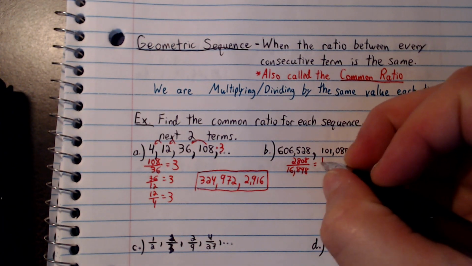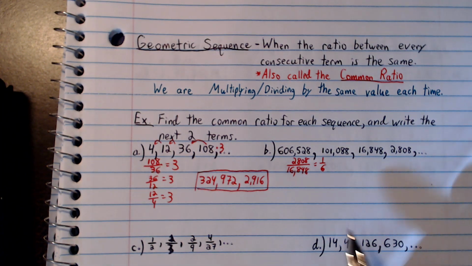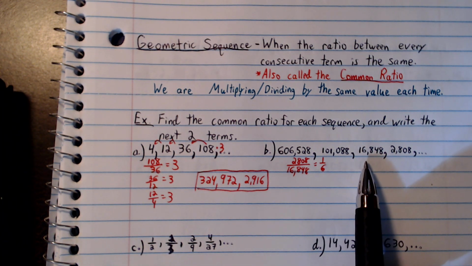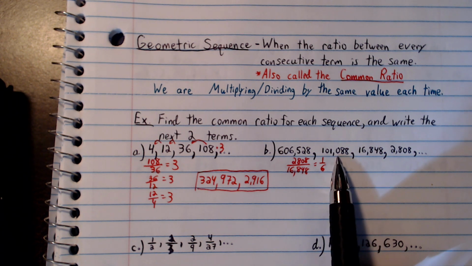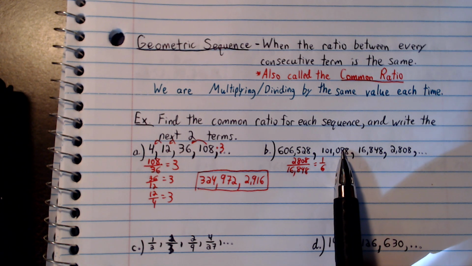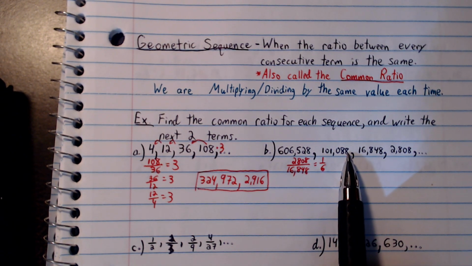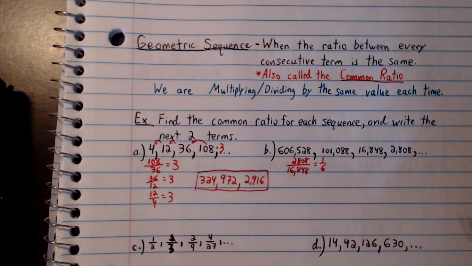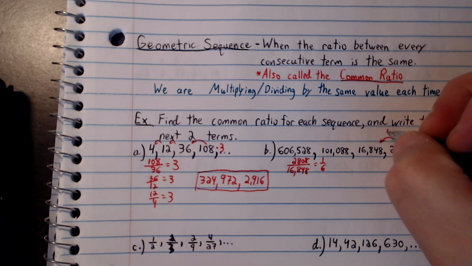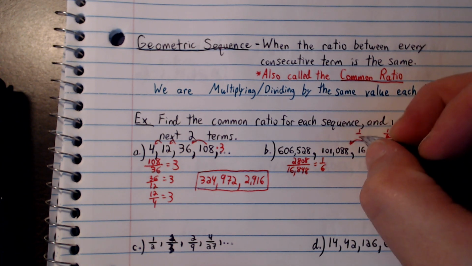So we can continue to do that same thing. I'm just going to do this on the calculator. So I'm going to do 16,848 divided by 101,088. Math, frac, enter, and ooh, I'm getting a completely different answer, that's because I'm not typing the right numbers. Let's try that again. This time if I do it correctly, I get 1/6 again. So from here to here was 1/6. From here to here, 1/6.